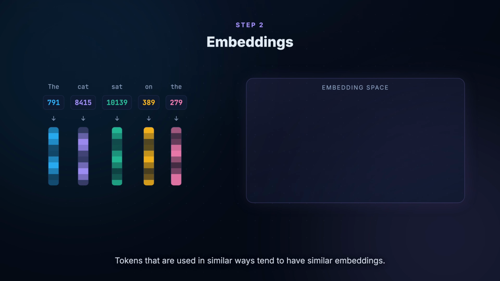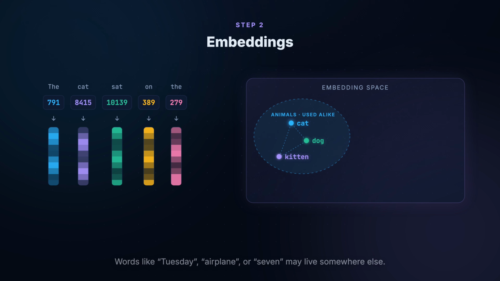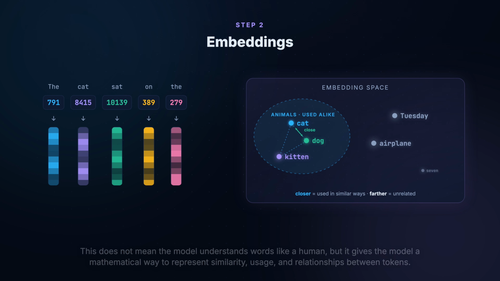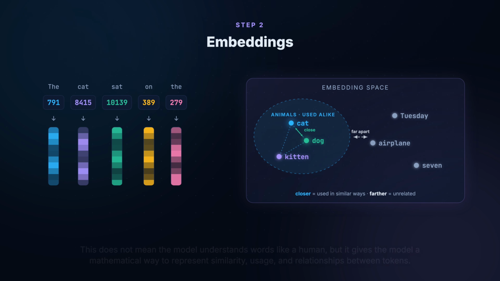Tokens that are used in similar ways tend to have similar embeddings. For example, cat, dog, and kitten may end up closer together in this vector space. Words like Tuesday, airplane, or 7 may live somewhere else. This does not mean the model understands words like a human, but it gives the model a mathematical way to represent similarity, usage, and relationships between tokens.